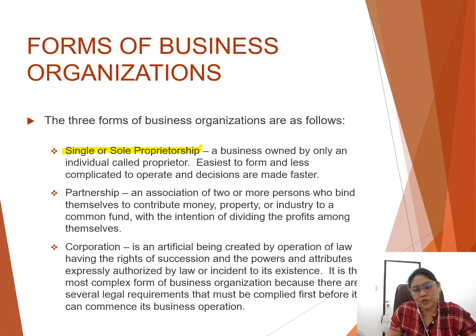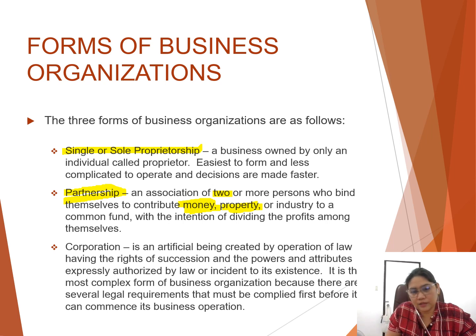So, when we say partnership, it is an association of two or more persons who bind themselves. Ayan. So, when we say two or more, kasi yung iba baka iniisip pag partnership, dalawa lang. No. Dalawa o higit pa sa dalawa pwedeng mag-form ng partnership. So, ano daw ang kanilang kino-contribute? They contribute money. Pera. Property. Ano ba ang property? Pwede yung land, pwedeng building, equipment, or automobile.